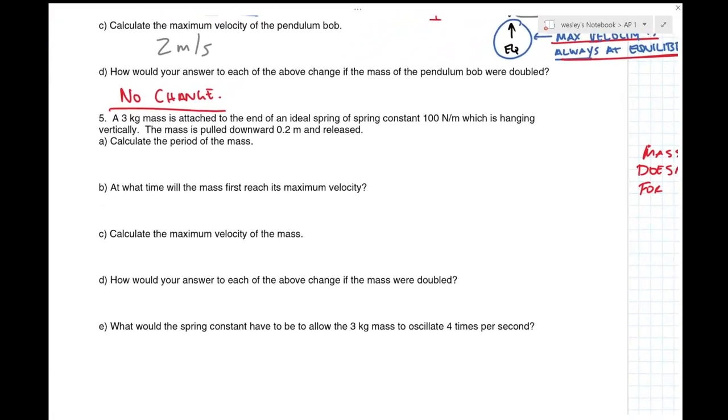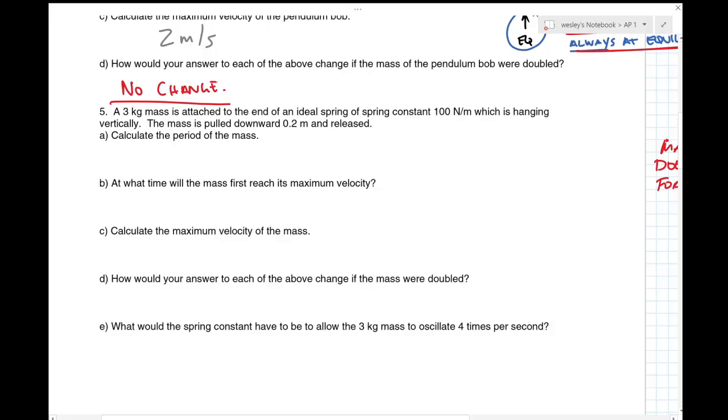Question 5, we're going to have a 3 kilogram mass attached to a spring, which is hanging vertically. We're going to pull it down and release it. First thing, calculate the period. Because this is a mass on the end of a spring, it's 2 pi times the square root of m over k. So it's 2 pi times the square root of the mass, 3 kilograms, divided by k, 100 newtons per meter. We plug that in and the period comes out to be 1.1 seconds.